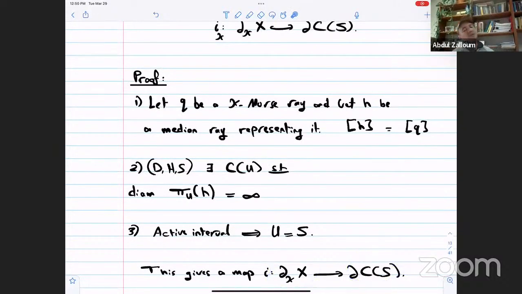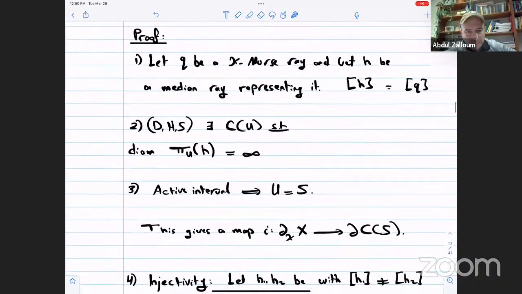Now we want to show that this map is injective and this map is continuous. Continuity of this map is not interesting at all. It just works because the topology is defined in the appropriate way. Continuity of the map is not interesting, so I'm not going to tell you about it. I'm going to tell you about injectivity.